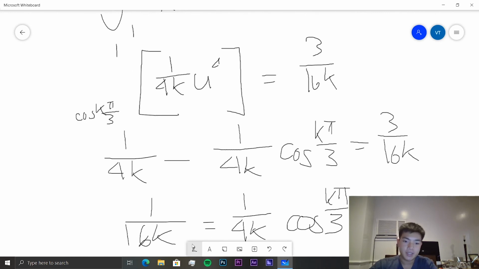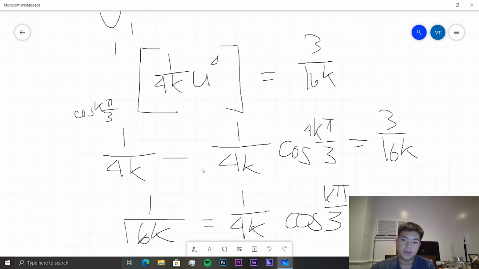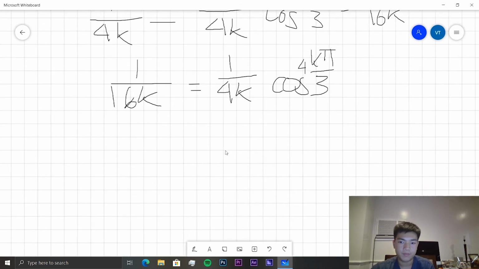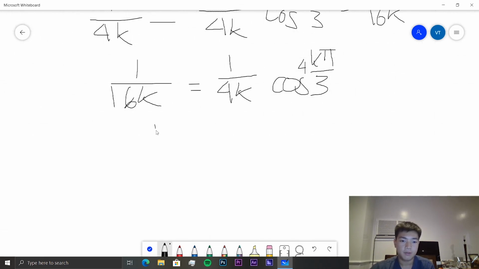Oh, this is cosine to the power of 4. That's why. So we have 1/4 is equal to cosine to the power of 4 of k pi over 3.